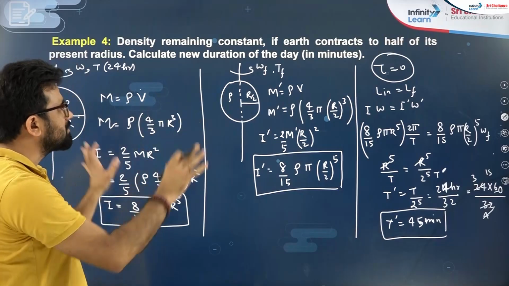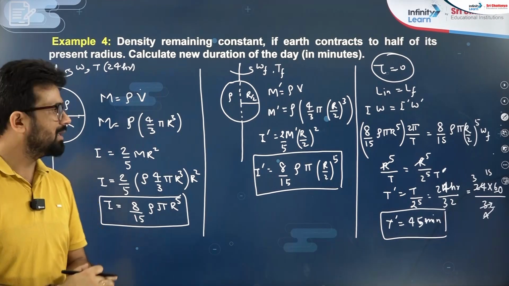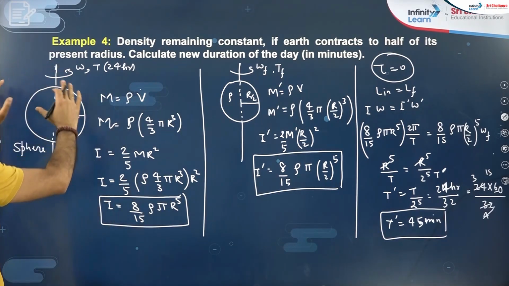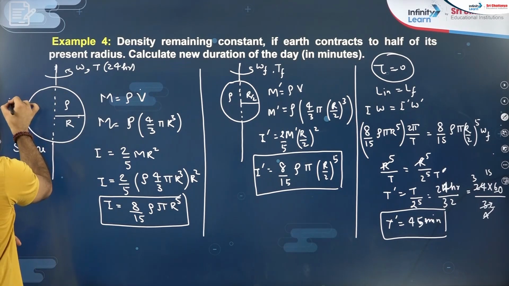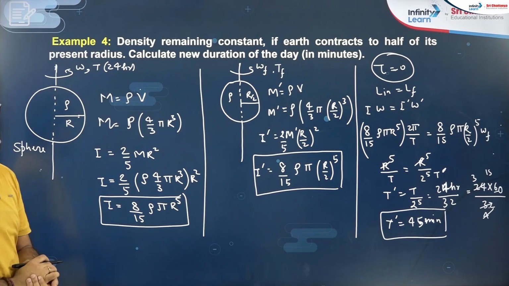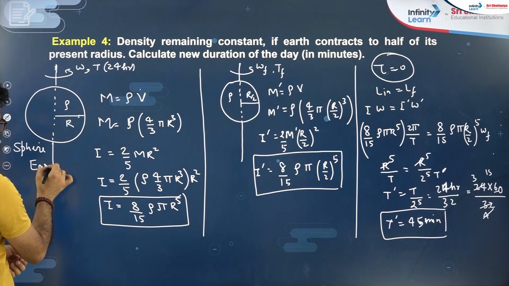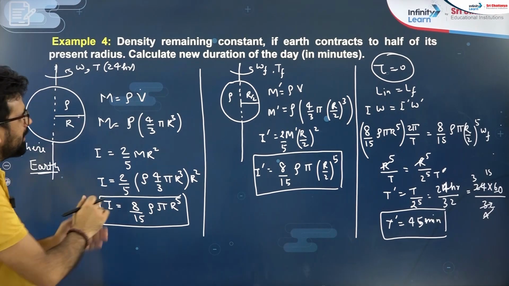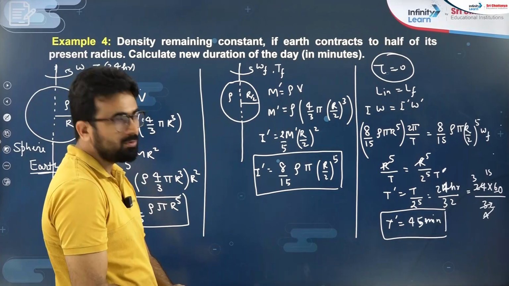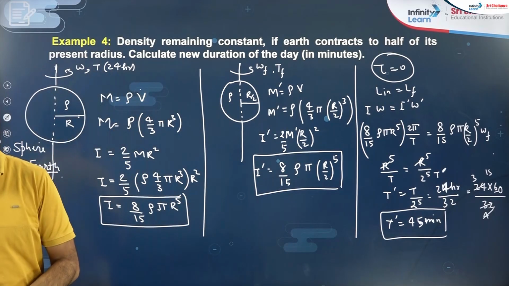So if this earth is contracting, it is contracting due to internal forces. What I want to say again is that this is the one big earth initially, the original length of the earth. Initially the radius was r, now due to contraction it becomes r by 2, and the new length of day would be 45 minutes. Now you can check your answers.